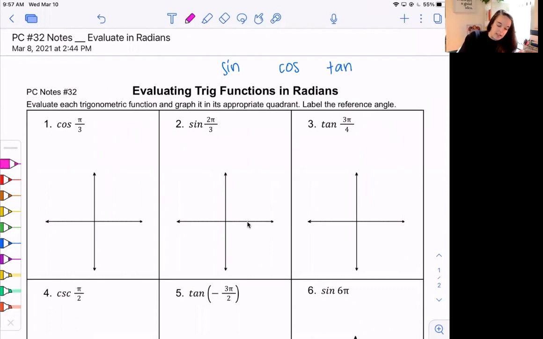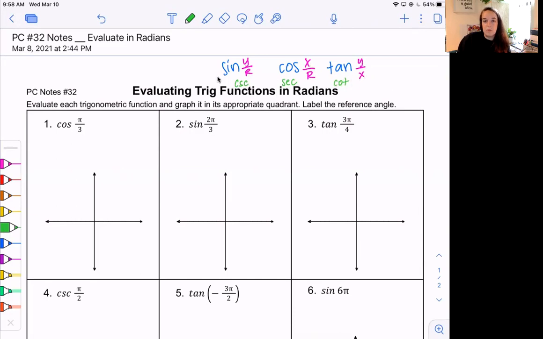So if we are thinking about sine, we're thinking about y over r. Cosine, we're thinking about x over r. Tangent, we're thinking y over x. Our reciprocal versions: the reciprocal for sine is cosecant, the reciprocal for cosine is secant, and the reciprocal for tangent is cotangent. So that would be like the flipped version. For cosecant, r over y. For secant, r over x. For cotangent, x over y.